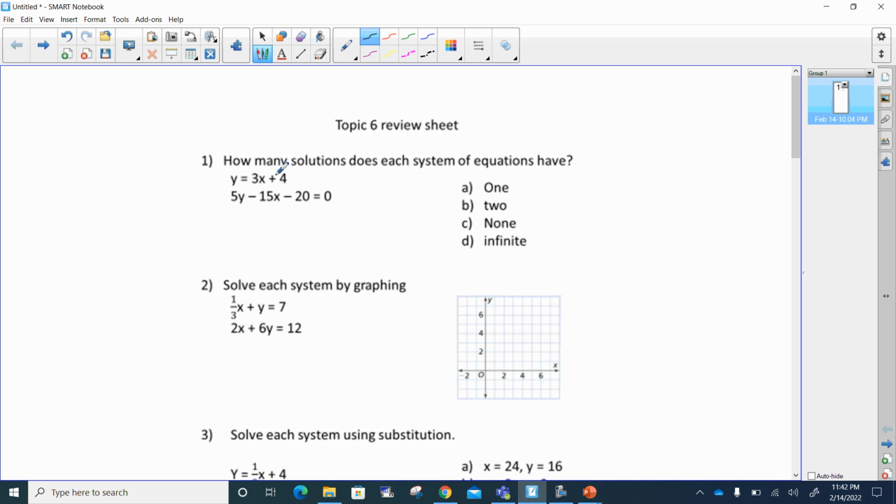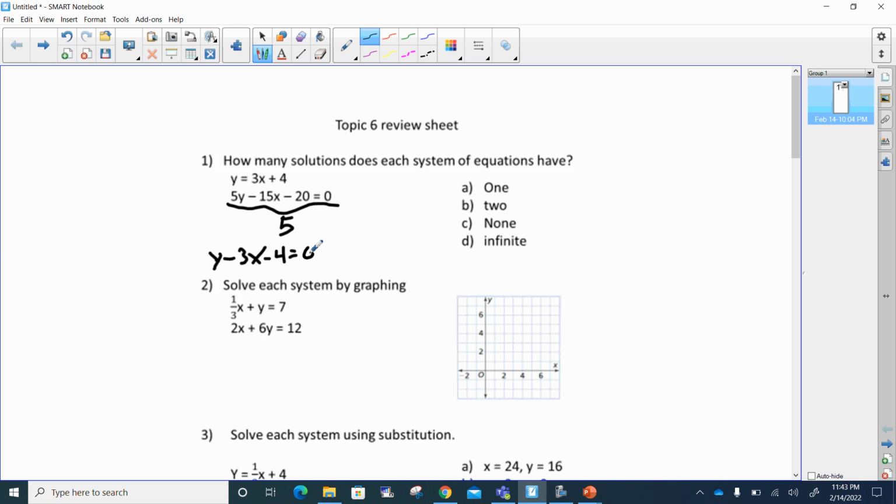To figure this out, we have to determine where they're going to meet. We already have one equaling y. We've got to make the other one equal y. So we're going to divide the second one by 5, all of the terms by 5. 5y divided by 5 is y. Negative 15 divided by 5 will be negative 3x. And then negative 20 divided by 5 would be negative 4. Now this would equal 0.